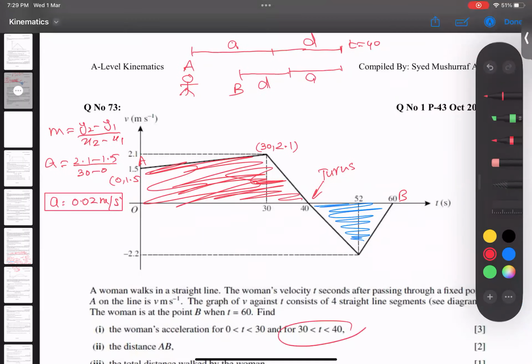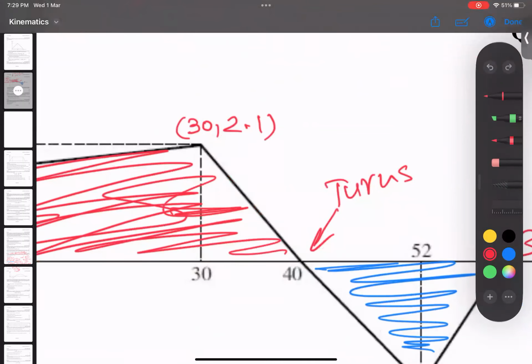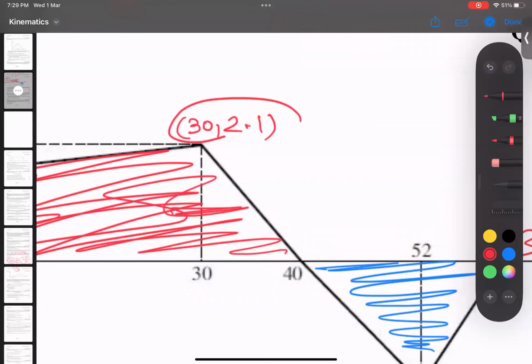Now he's asking about 30 to 40. So for 30 to 40, I just make it rub here, and this coordinate is very clear. But what is this coordinate? The x time is 40, but velocity is 0. So 40, 0. I hope the point is very clear, what I'm discussing with you. Okay, 40, 0.